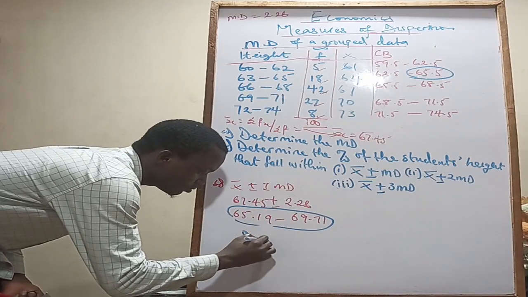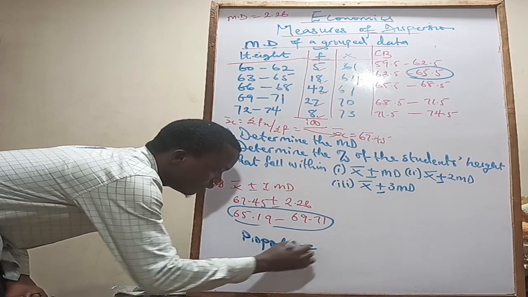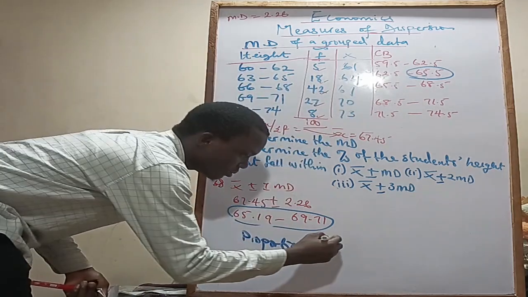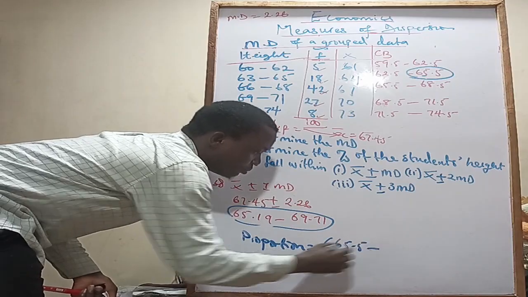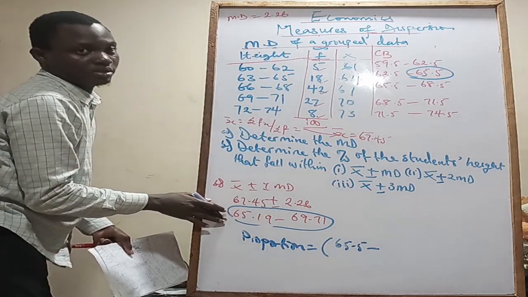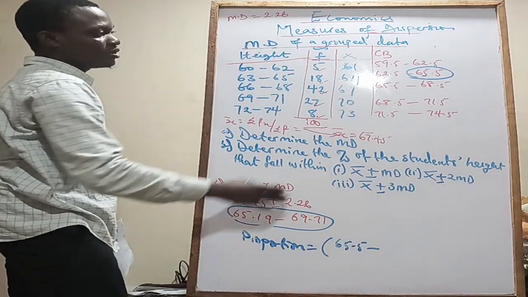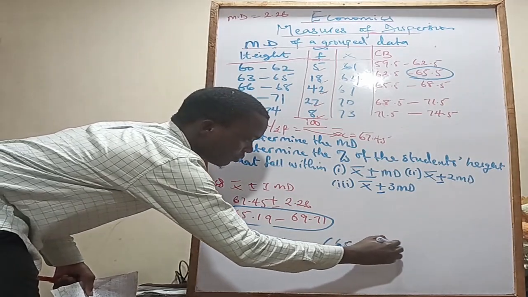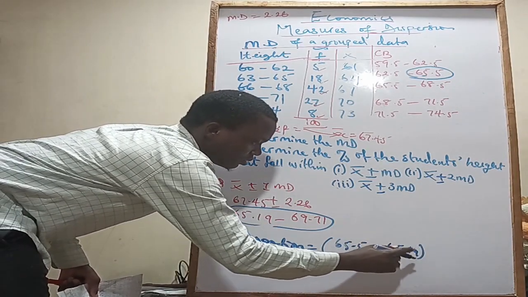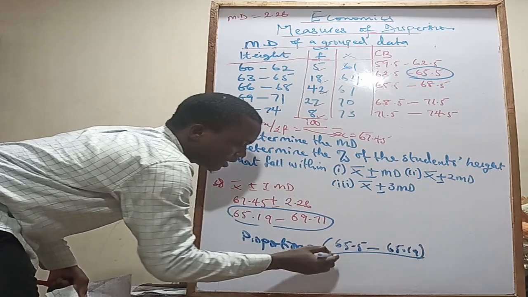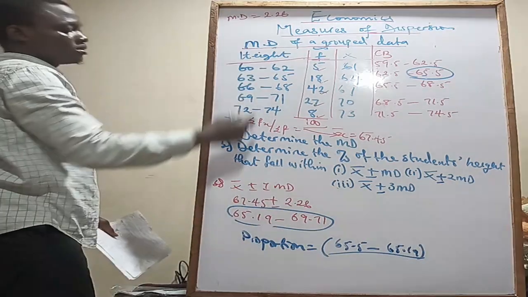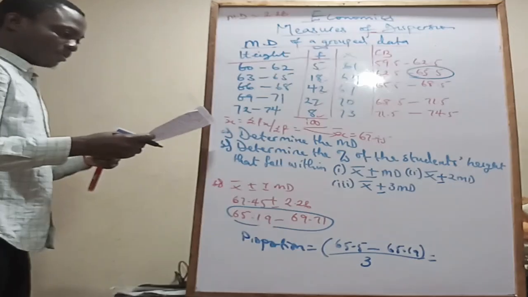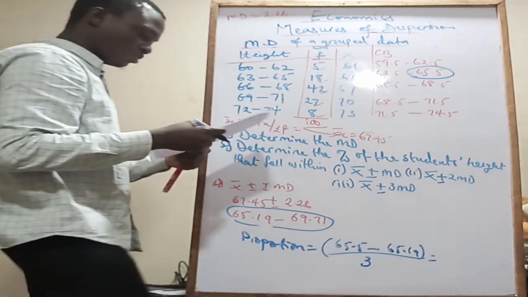So proportion is going to be equal to this upper boundary here, 65.5, minus 65.19, because we are just looking at students within 65.19 to 65.5 in this boundary, then divided by the class size. What was the class size? 60 to 62, that's 3. So that's 0.31.